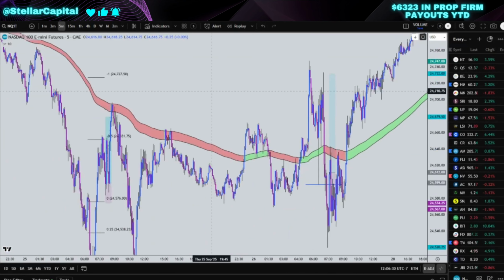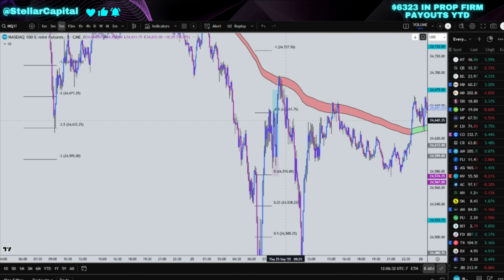So now what we see here is sometimes it works really well, where it goes to your target. Here's your risk reward, your 2R.